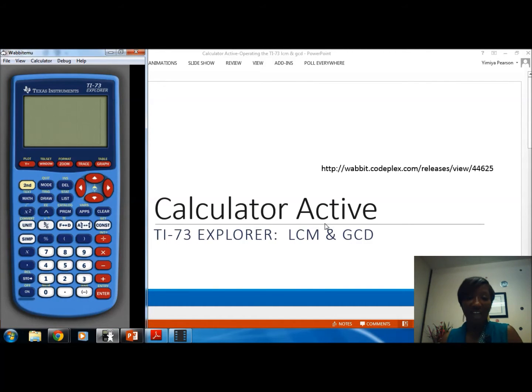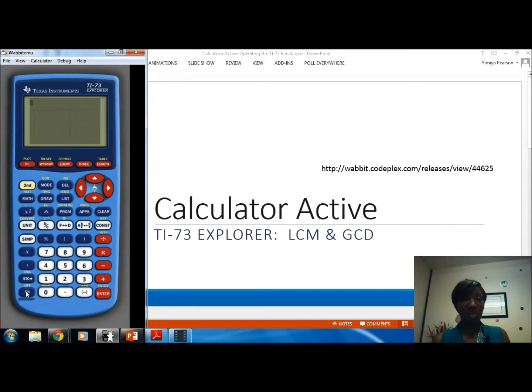Welcome to Calculator Active TI 73 Explorer. Today we're going to look at the math functions LCM and GCD and how you can use the TI 73 to derive these functions.